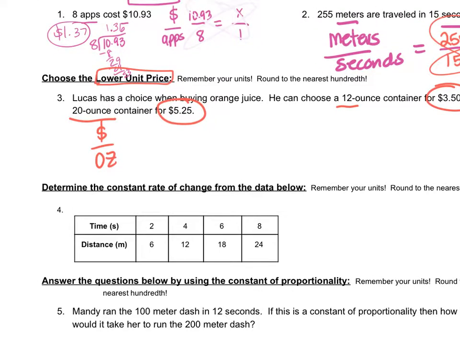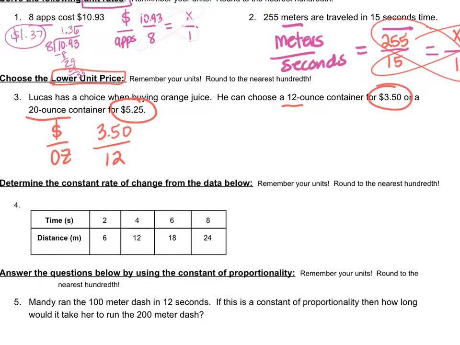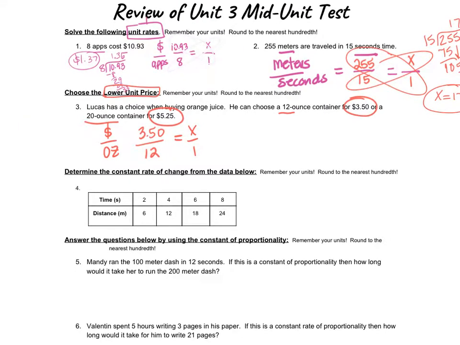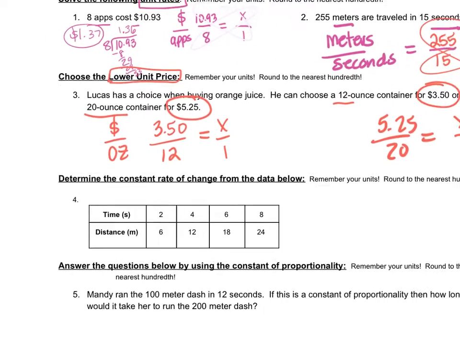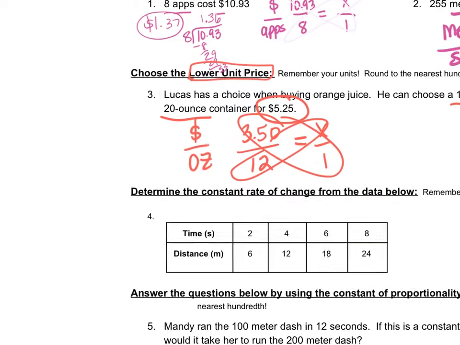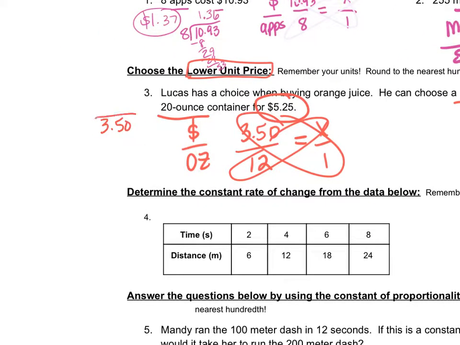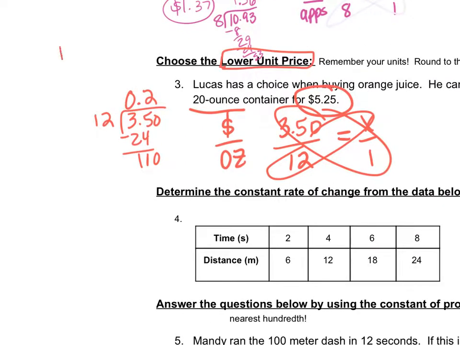So my first option is to pay $3.50 for 12 ounces. So I want to see what the price would be for 1 ounce. And my second option was to pay $5.25 for 20 ounces. So I want to see what the cost is for 1 ounce. Okay, so for both of these, we want to just divide. So cross multiply and divide. So 3.50 divided by 12 goes in there 2 times. So then 12 can go into 110.